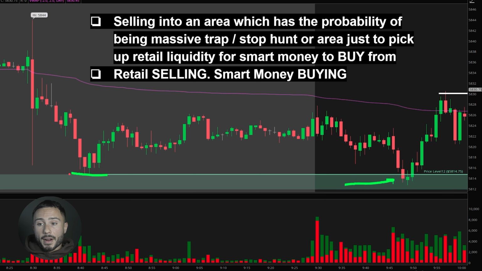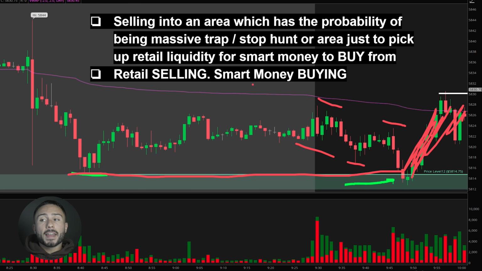Here's an example of the market selling off below a low into a level of demand. You are selling, right? The majority of retail, if you don't know what happens next, you just see a downtrend. You see lower lows and lower highs. You're selling into an area of demand where this is a massive trap, an area where traders who are stopping out or getting short provide liquidity for other smart money to be buying, especially in a level of demand.